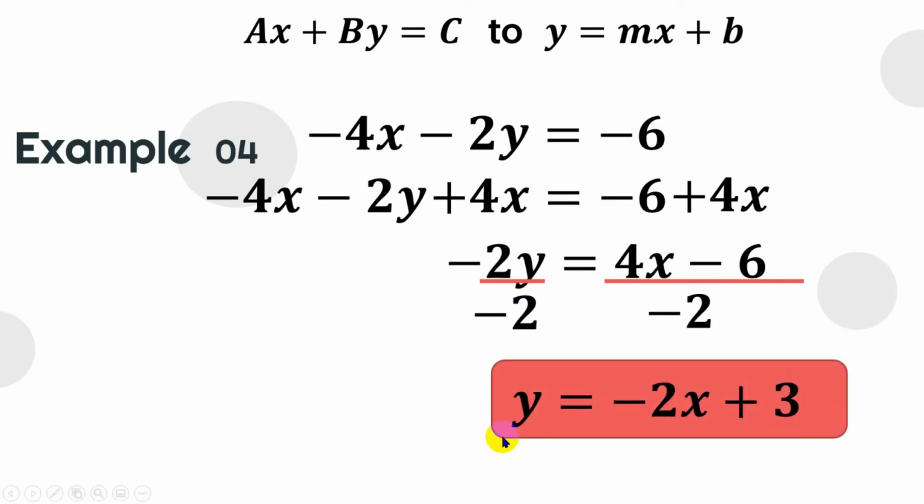So now, this will be the slope-intercept form of our equation, negative 4x minus 2y is equals to negative 6. So, they are just the same linear equation. Ang pinagkaiba lang nila is yung form nila. This is on standard form and this one is on the slope-intercept form.